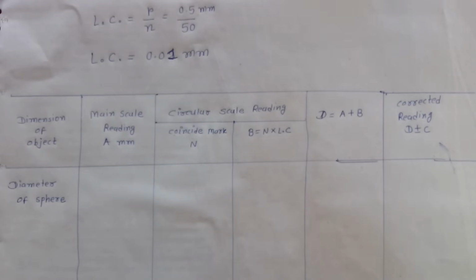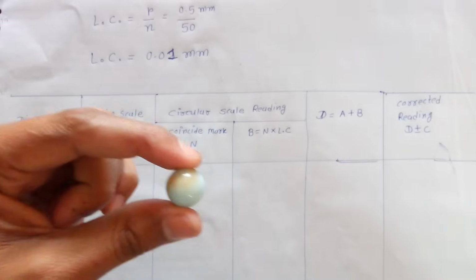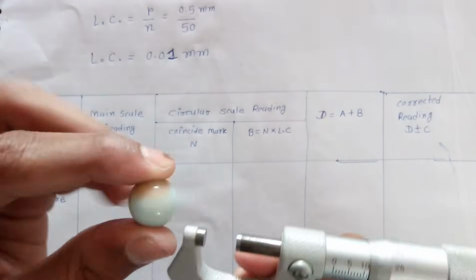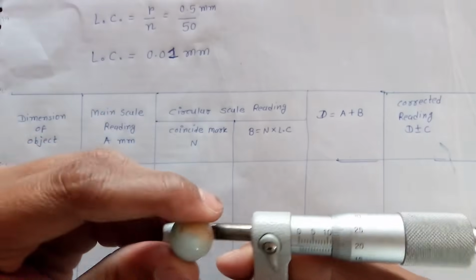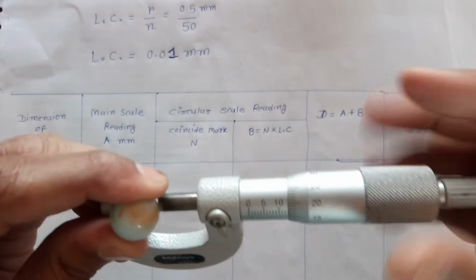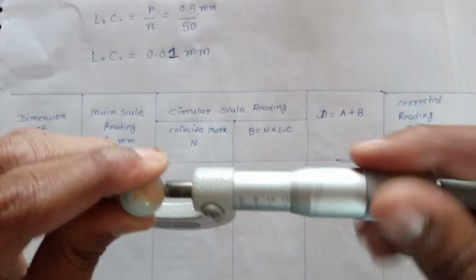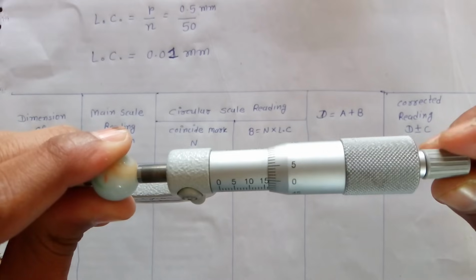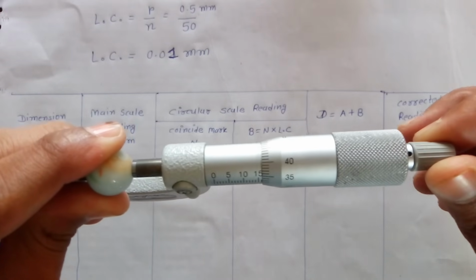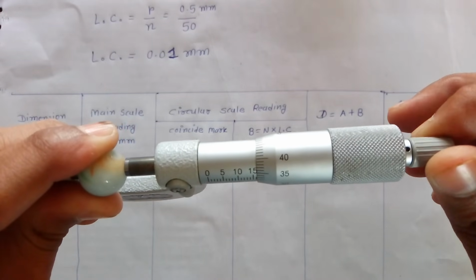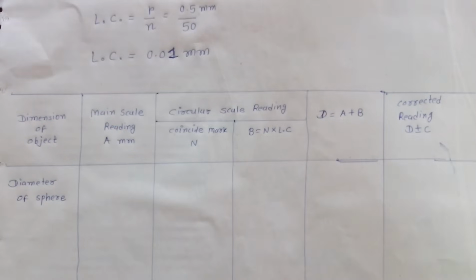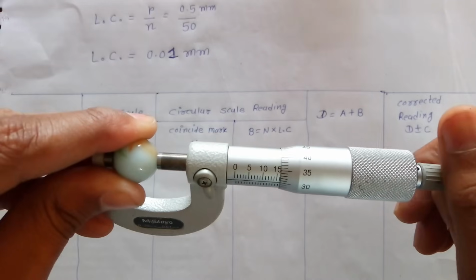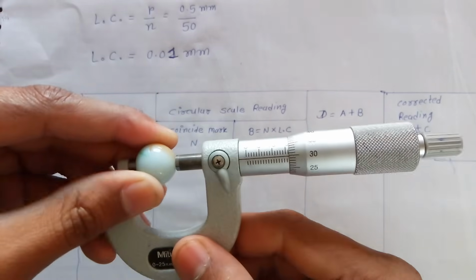Here we have one sphere and we want to measure the diameter of the sphere. So put this object between the anvil and spindle using the thimble. Now close this with the use of the ratchet. When you hear the sound, stop rotating the ratchet.